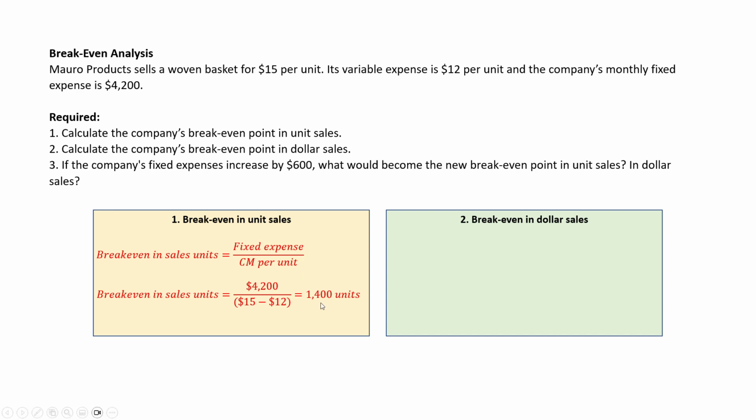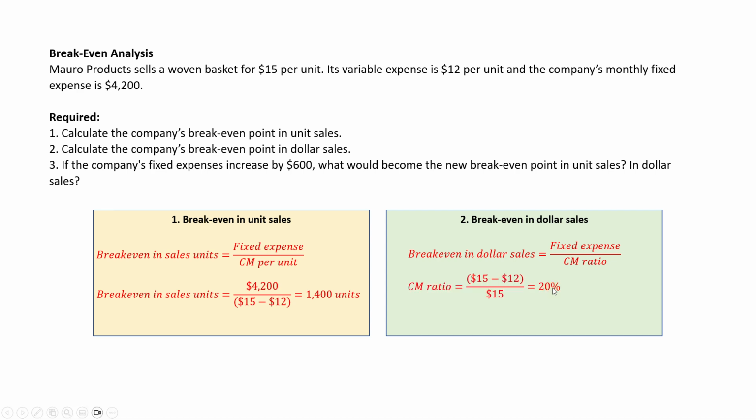Now, if we want it in dollars, you could say, well, I can just take 1,400 units and multiply it times the selling price of $15 per unit and get the sales dollars. That is true, but I also want to make sure you know the formula for calculating break-even in dollar sales, just in case you didn't have all the information that you need to do break-even in unit sales. Break-even in dollar sales is also fixed expenses, but not divided by contribution margin dollars per unit; rather, divided by the contribution margin ratio.